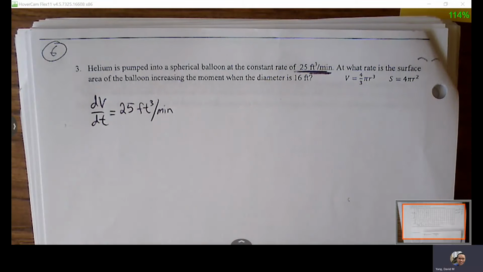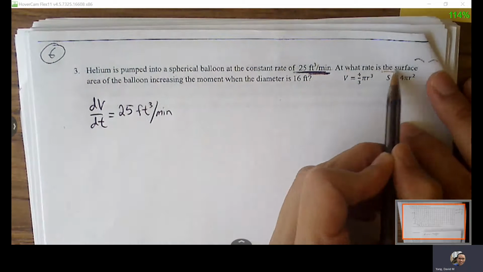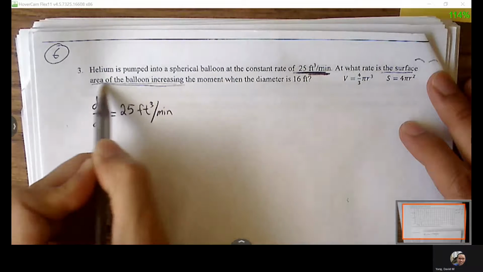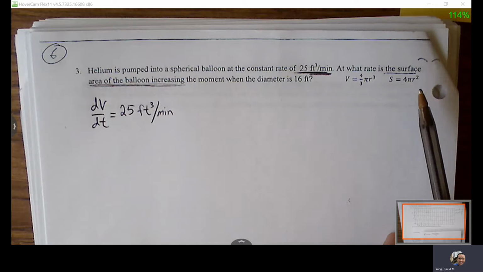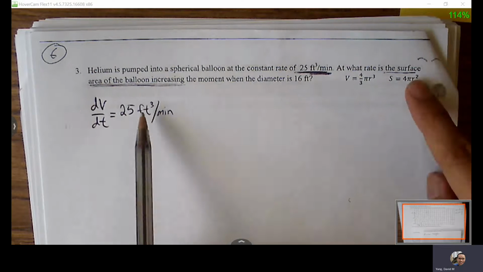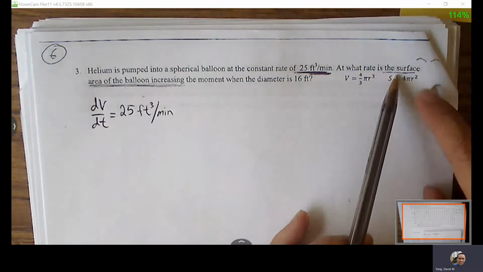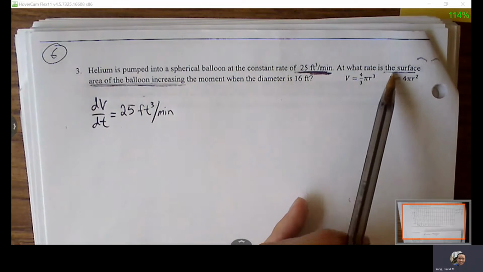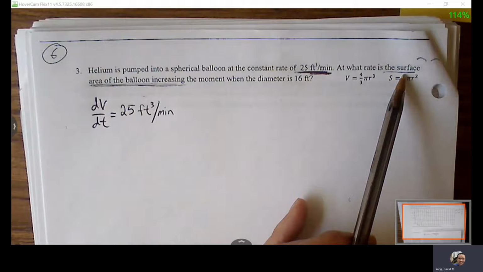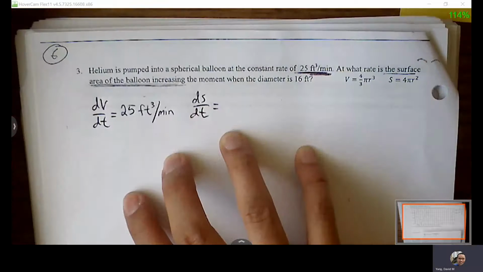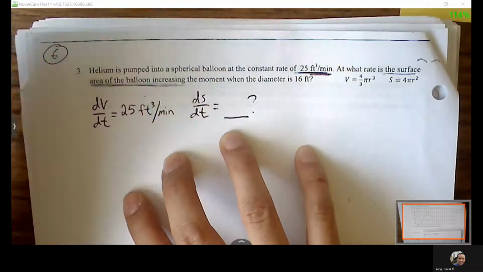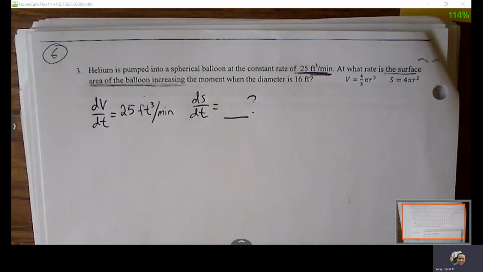At what rate is the surface area of the balloon increasing? What is that asking for? Surface area. We're going to let S represent surface area, so it'll be dS/dt. But you have the right idea. That's the unknown.